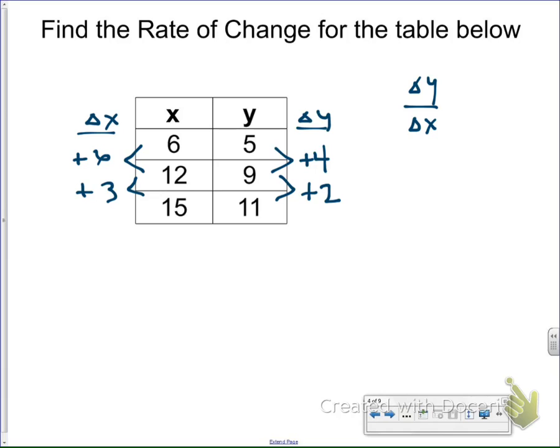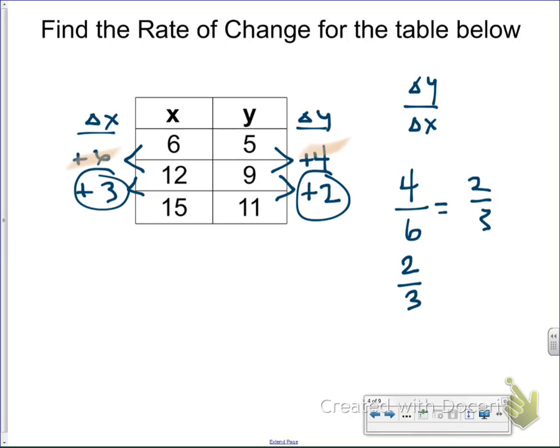So they're different. Well, what I want to do is check both of these. So I'm going to check the first one. Now, 4 and 6 are going to go together because those are the same row. We're looking at the same change. So I'll do 4 divided by 6, and that's going to get me 2/3. Now, if I check that on the second row and do 2 divided by 3, well, I can already see, wait a second, these are both 2/3.